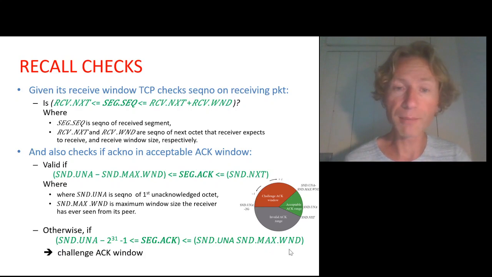Sorry, minus the maximum window size, of course. Okay, then it's in the challenge ACK window. Okay.